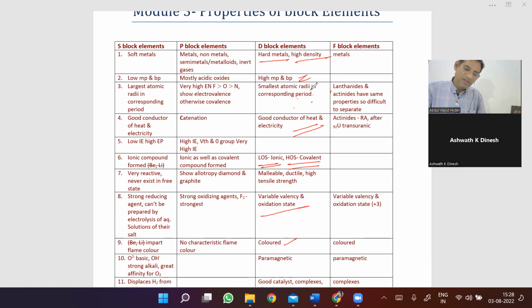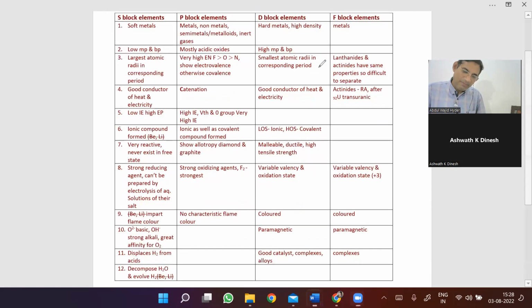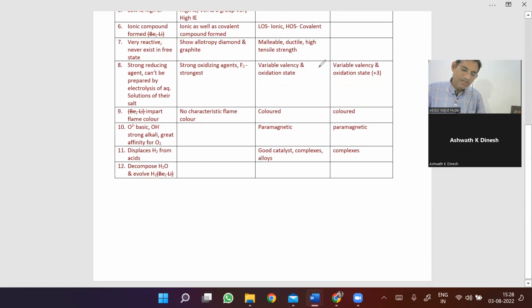And as we know, most of the D block elements are paramagnetic in nature. Most of the D block elements will be having some magnetic moment. That is why they are paramagnetic in nature. And D block elements are very good catalysts and have a large tendency of forming complexes and alloys.